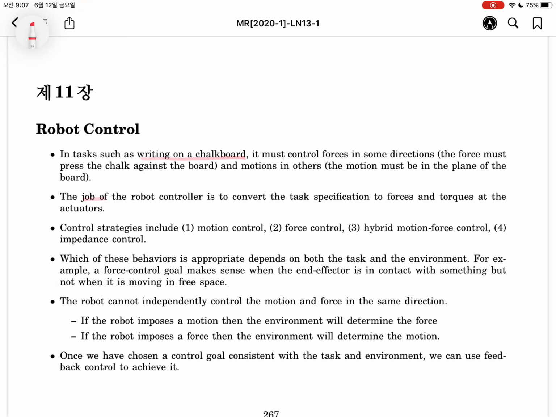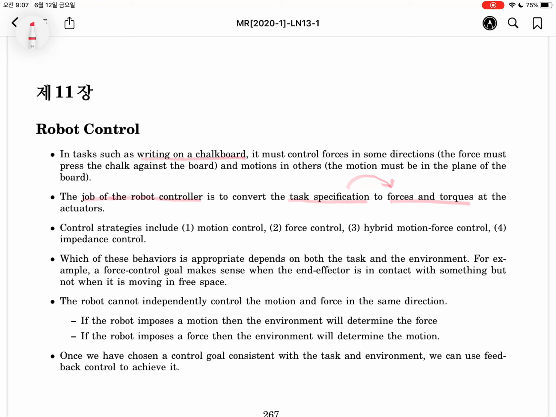On the other hand, the job of robot control is to convert task specification to force and torque to be applied to the actuator. Anyway, the robot control will transform the task specification to the force and torque.